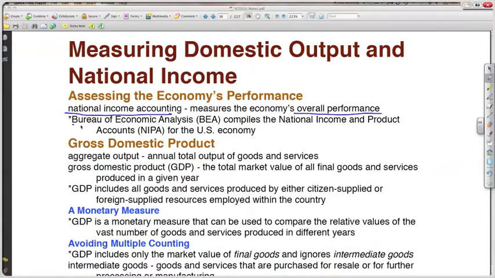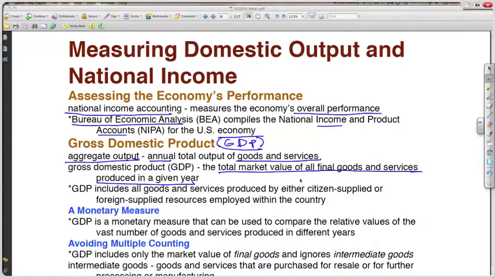And we have the Bureau of Economic Analysis, or the BEA, gathering data on income and product accounts on our economy. Gross domestic product, another way to say this is just GDP, is our aggregate output. So how many goods and services our economy is producing per year. Annual just means per year. So we take the total market value of all final goods and services that are created within that year. And that is our GDP, our gross domestic product.